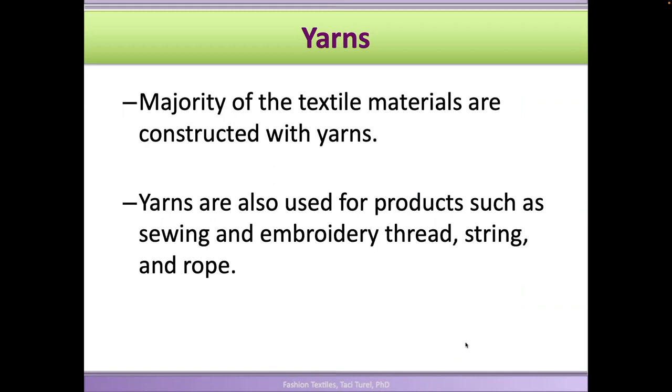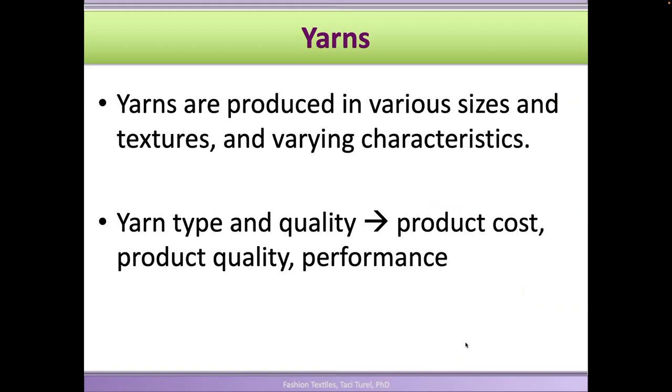Most of the textile materials are made out of yarns. And we use yarns also for sewing thread, for embroidery thread, to make strings, to make ropes. So there are a lot of different uses for yarns. And we can make so many different kinds of yarns. We can produce them in different sizes, in different textures. We can give them different characteristics.